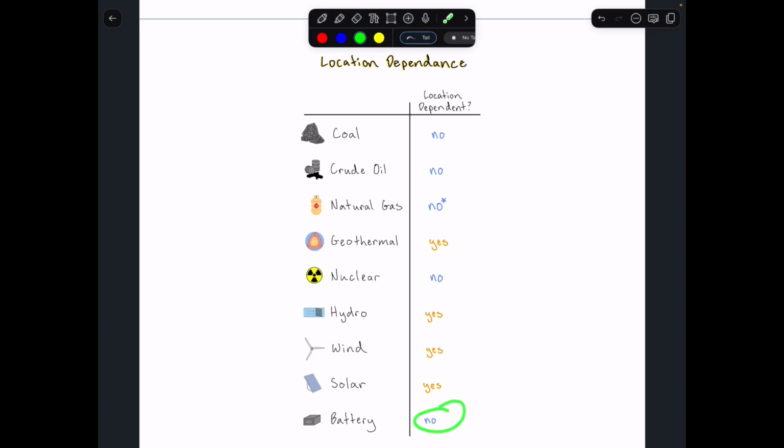And then finally, batteries. Batteries are not location dependent. They can be pretty much put anywhere and function the same.